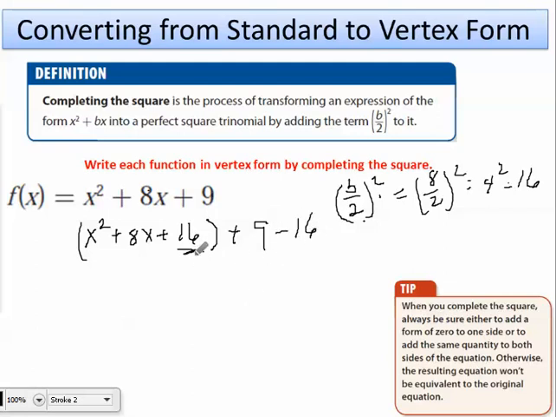Can you see how I'm inside the parentheses there? I've done the same thing. I added 16 inside the parentheses, but subtracted it out here. So I now know that what's in my parentheses is a perfect square. It's going to be x plus 4 squared. What do I have outside the parentheses? Minus 7. And that would be my vertex form of this equation.